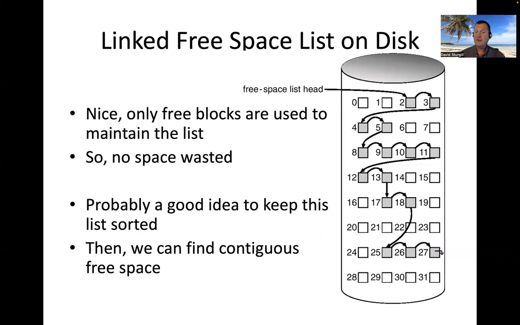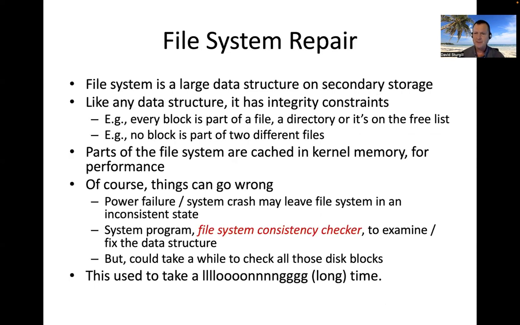Like I've done in this figure, or like your book did in this figure, it might make sense to keep the free blocks sorted on this list. That's going to be a little extra work. But then when you have to allocate space for a new file, you can look for big sections of that list that are contiguous so that you can try to keep the file all in the same place.